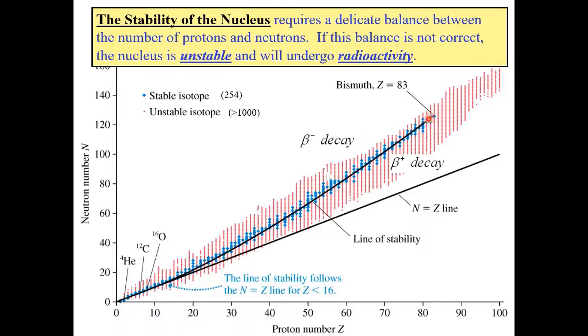So we'll talk about this more in part 2 of this lecture, because the main idea here is that if a nucleus is not stable, then it's unstable, and then it's going to become radioactive. All right, and that's the main topic of part 2 of this video.